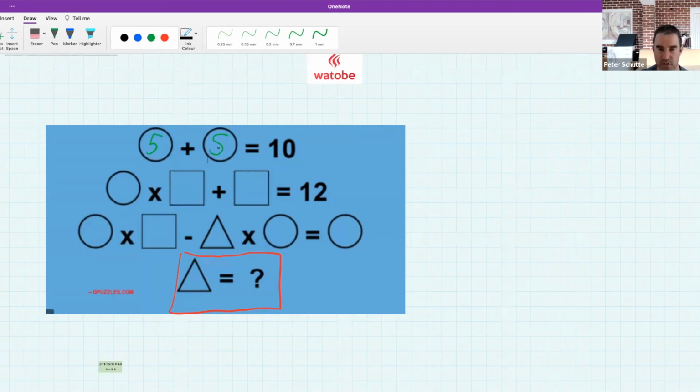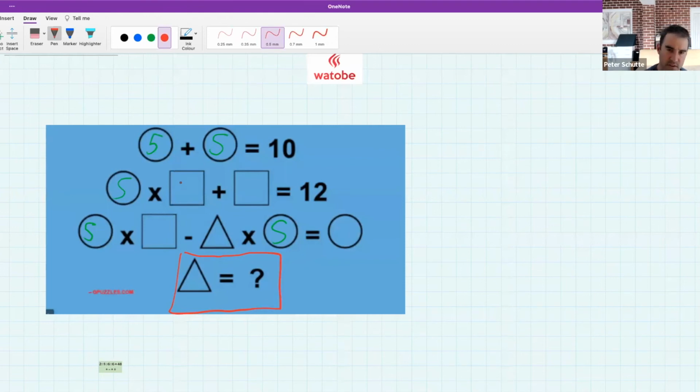So Teddy's got an answer for the triangle. Let's see who else has an answer. So I know that this must be 5 and this must be 5. Okay, so there's a couple of different answers here. So let's see how we get this.